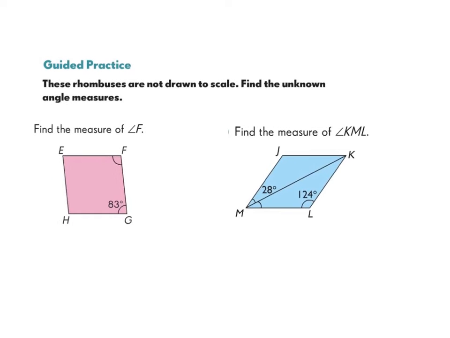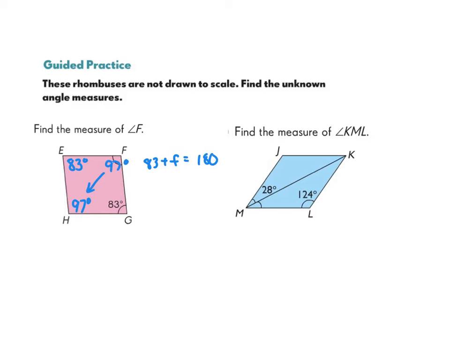Same thing here. I'm going to go a little bit faster on these. Okay, if G is 83 degrees, then E is 83 degrees. Let's see, 83 plus F equals 180. I'm going to do that math in my head just to keep this video a little bit shorter instead of doing algebra. That means 97 degrees. So that's 97 degrees, and the opposite also has to be 97 degrees.